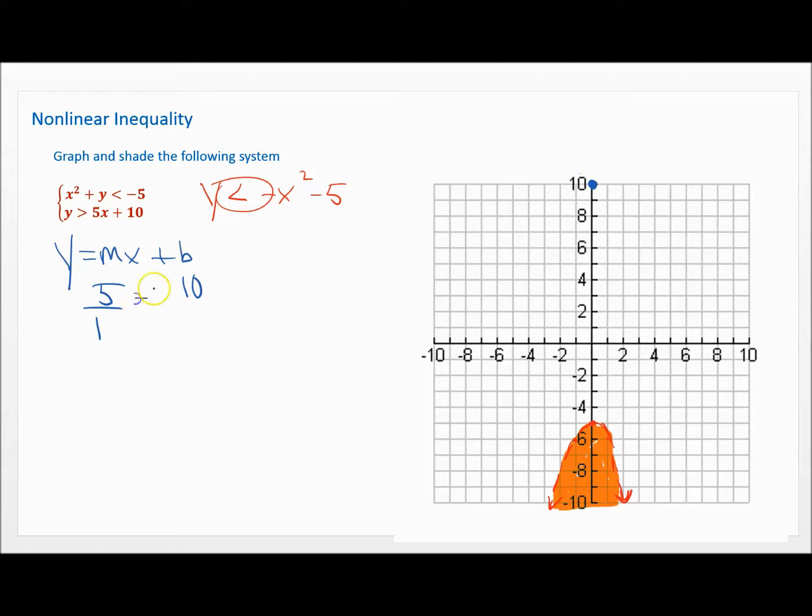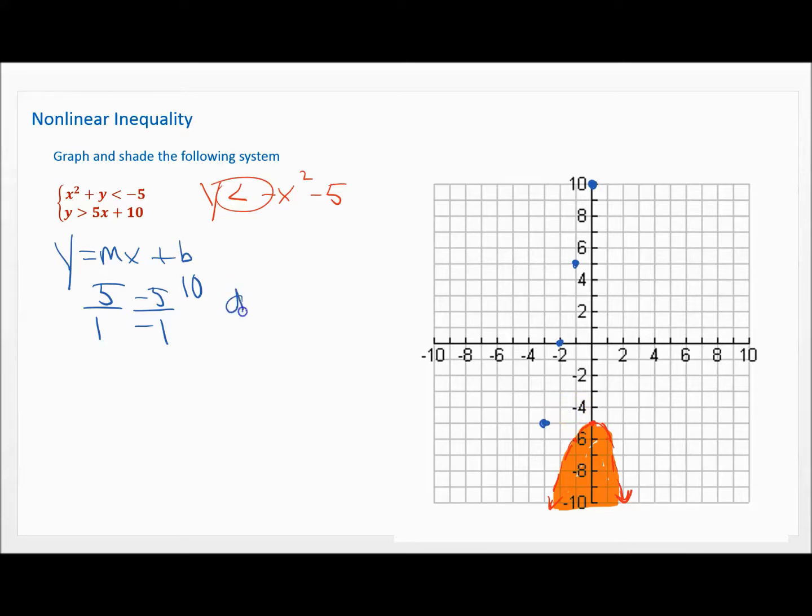Is it okay to go down 5 and left 1? Sure it is, because negative 5 divided by negative 1 is still positive 5. So that's what I'm going to do. I'm going to count down 5. Don't start where you are. Start counting. That's 0. 1, 2, 3, 4, 5, and left 1. Try it again. 1, 2, 3, 4, 5, and left 1. There's our x-intercept. And then 1, 2, 3, 4, 5, left 1.